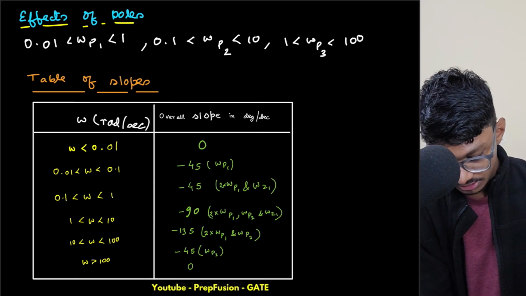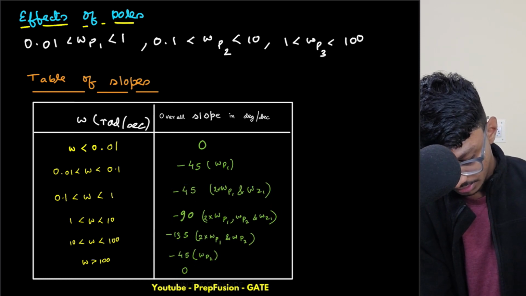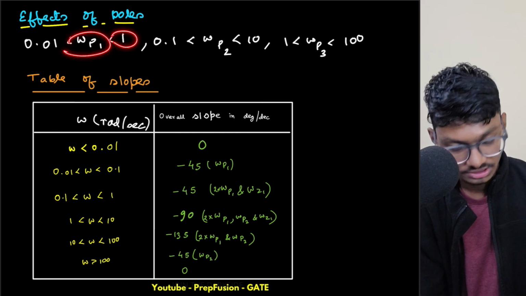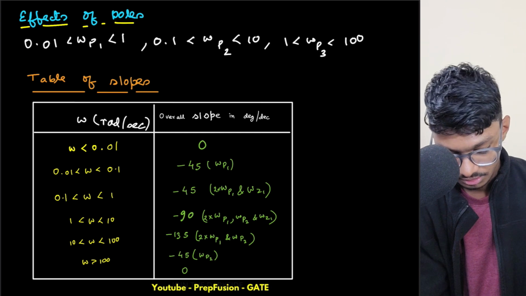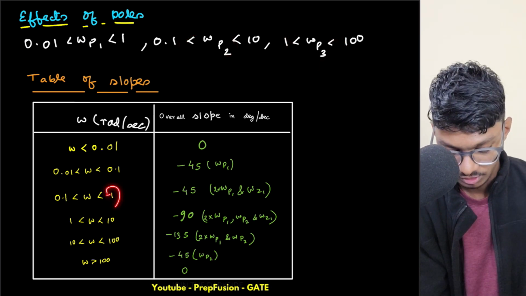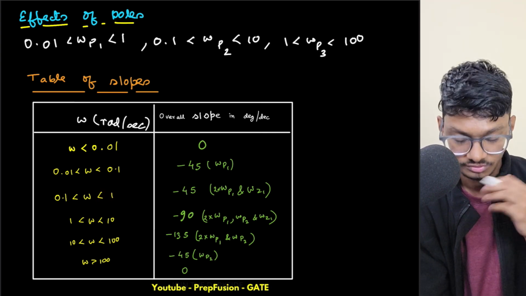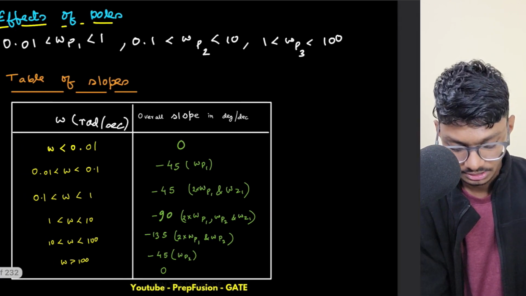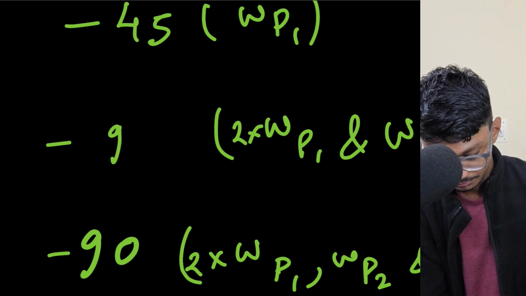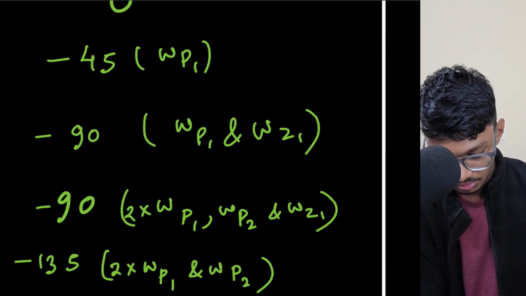Fine. Next, what is happening? Let me bring this down. From 0.1 to 1, omega p1 is still active, and p2 becomes active, but p3 doesn't become active because this is less than 1. So I am getting two poles active, so obviously the overall slope will be minus 90 degrees per decade, and this is due to omega p1 and omega p2.